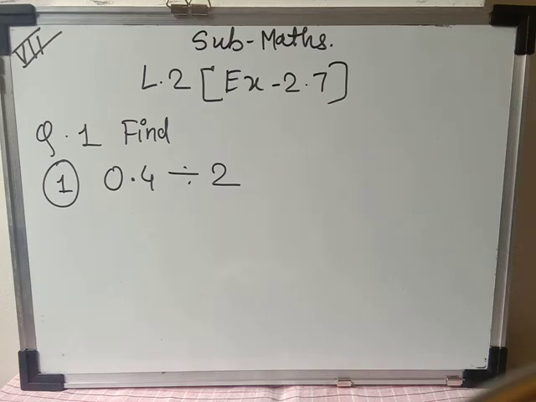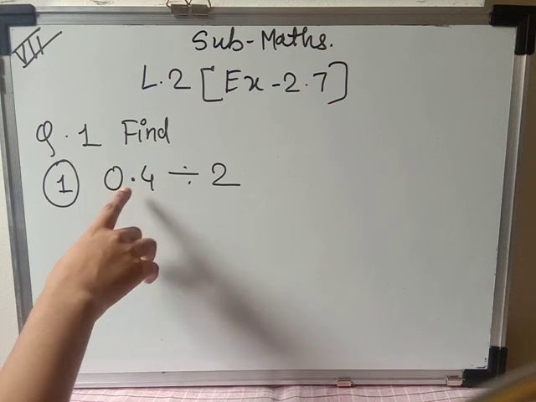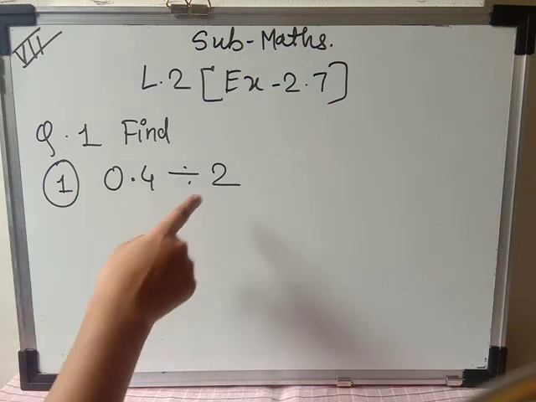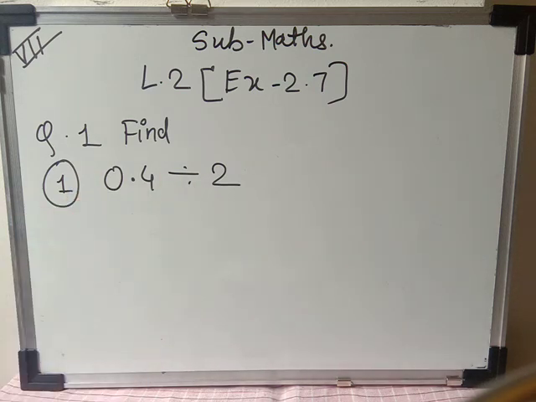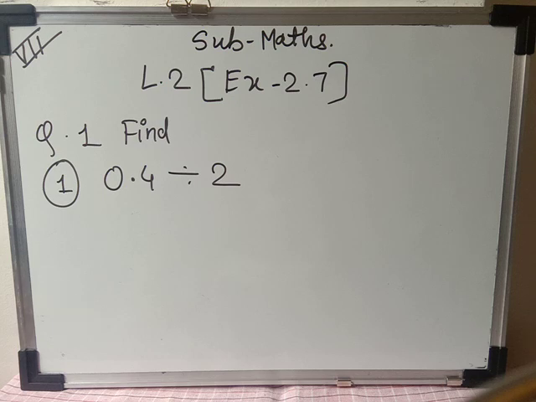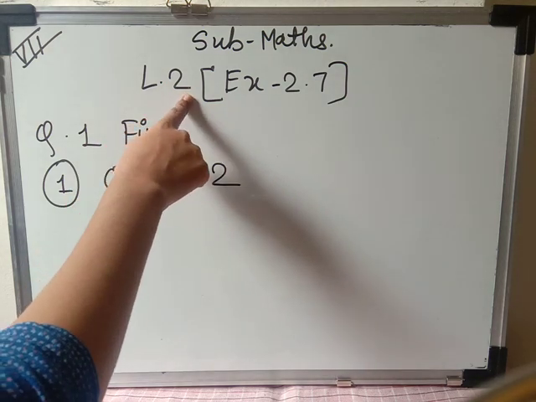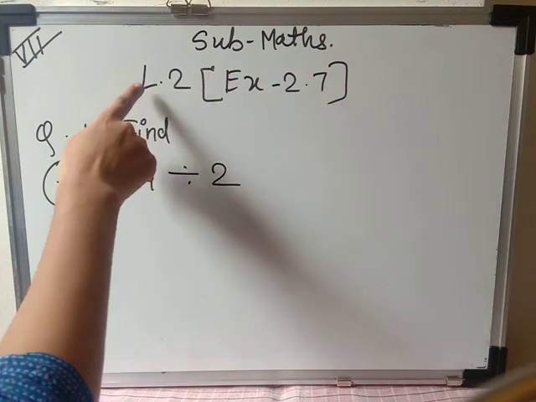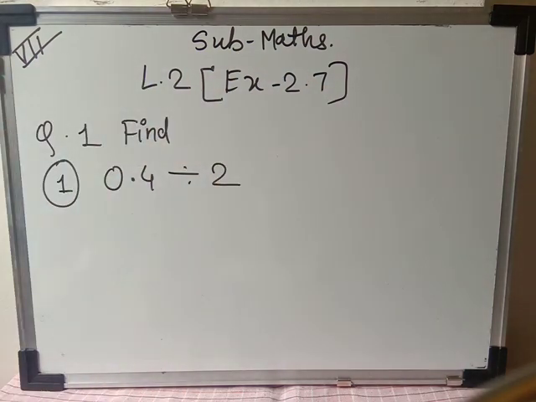Good morning everyone. Students, in the previous session we have seen how to do the division of a decimal number by whole numbers. Then we have seen how to do the division of a decimal number by a decimal number, and also how to divide a decimal number by 10, 100 and 1000. On the basis of that, today we are going to solve Exercise 2.7 from Lesson number 2. And students, let me tell you, this is the last exercise of this lesson.